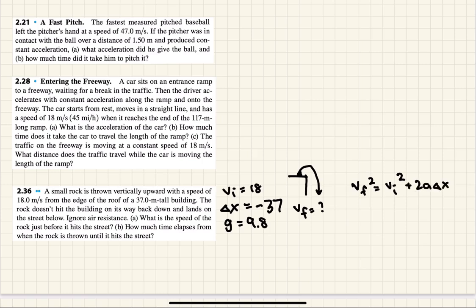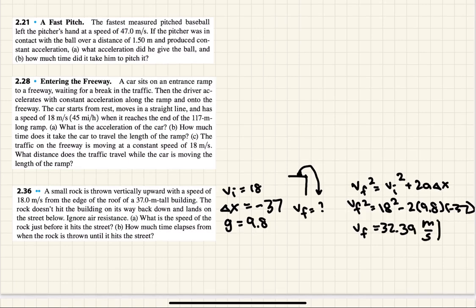So we can rearrange that a little bit, modify it. V final squared is equal to 18 squared minus 2 times 9.8 times negative 37. And so the speed is actually going to increase in this case because of the double negative. So you do 18 squared minus 2 times 9.8 times negative 37. Going to get a really large number, but don't forget you have to take the square root of that. And that's going to give you V final is equal to 32.39 meters per second.